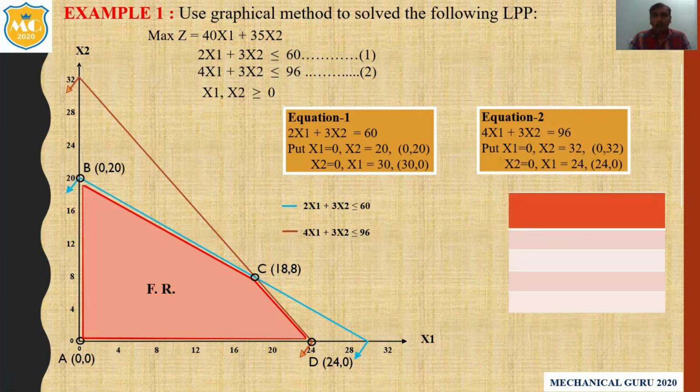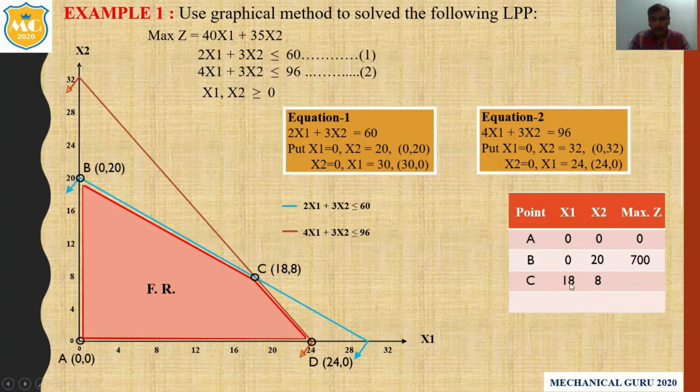So now we find out the optimal solution using these coordinates. First we list the points x1, x2, and maximize z. This is the objective function. So points A, B, C, D. At point A, x1 is equal to 0 and x2 is equal to 0. Put these values in our objective function, maximize z is equal to 40x1 plus 35x2. So z is equal to 0. At B, x1 is 0, x2 is 20, so z is equal to 35 into 20, which is 700.